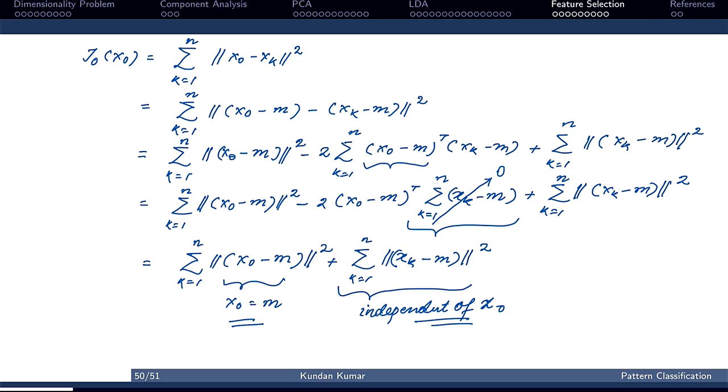So in the last lecture, we observed that the cost function J0(x0) is minimized by choosing x0 as the sample mean. But the sample mean is basically the zero dimensional representation of the data. That means the sample mean does not reveal any variation in the data. So to consider the variability in the data set, we must consider at least one dimensional representation by projecting the data onto a line running through the sample mean. So let us try to understand this.